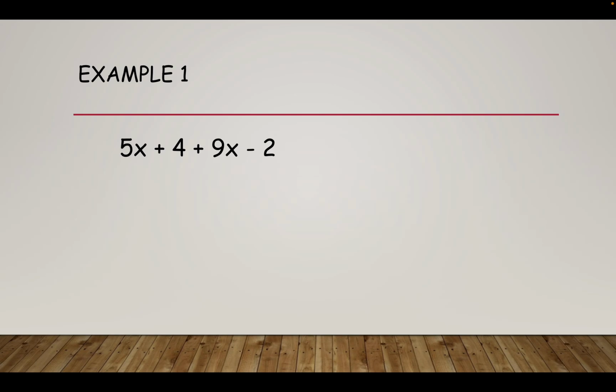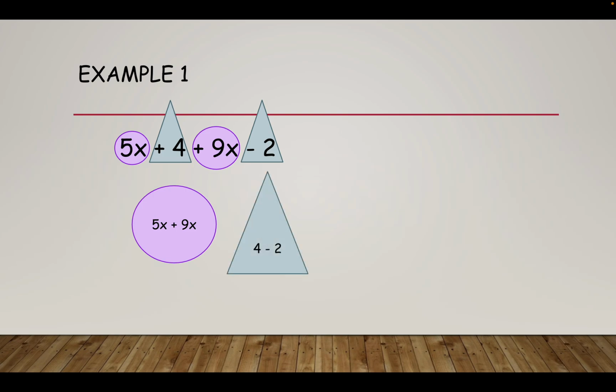Let's look at an example. When it says to simplify, we just need to combine like terms. We need to look for the terms that have the same variable, such as the x's, and the terms that are whole numbers or constants. If we combine our x's, we've got 5x plus 9x. Think of it as our symbols using our circles and our triangles.